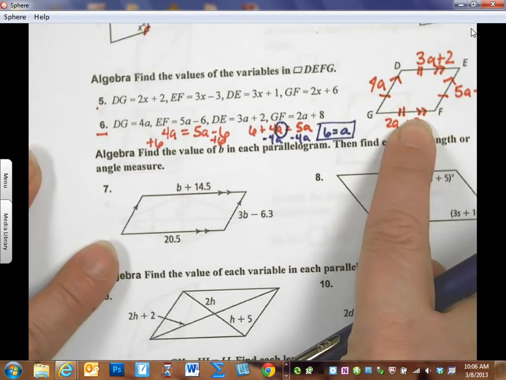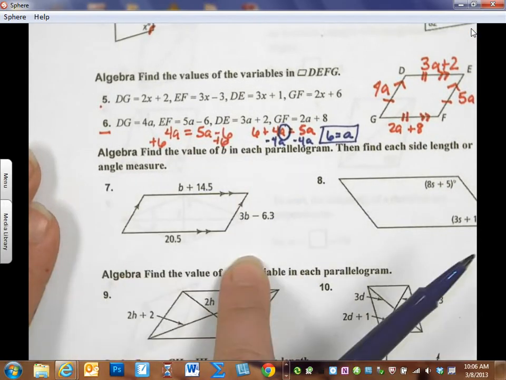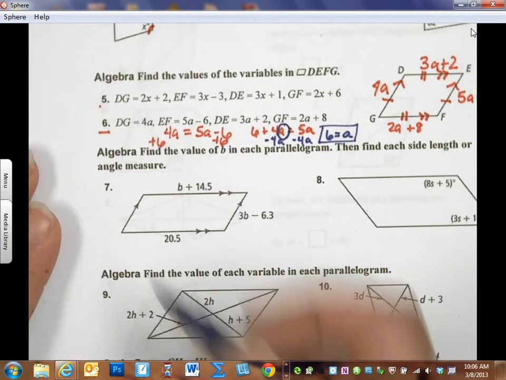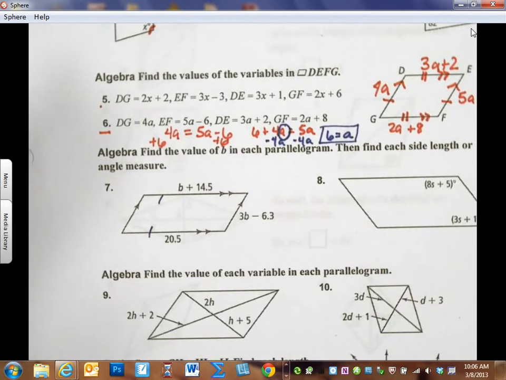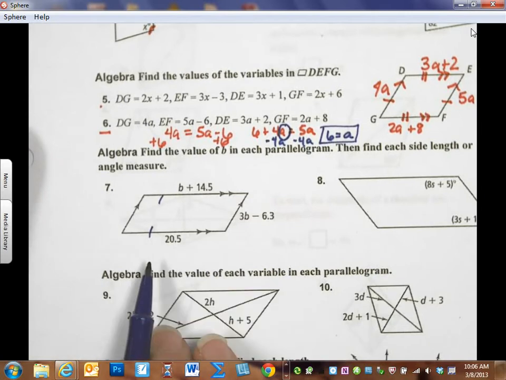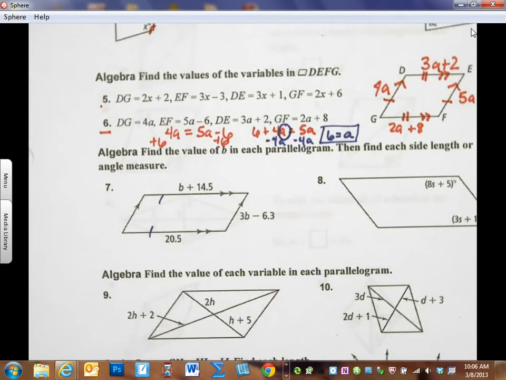Yeah. So where do you have two sides that are congruent here? The up and down. This up and this down, right. And so that's your equation. B plus 14.5 equals 20.5. What about that other side? 3b minus 6? All you're going to do once you find b, you just plug it in and you find the answer. What do you mean?